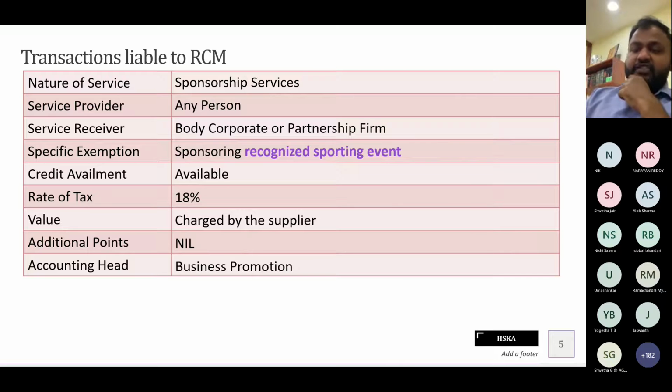The third category which we are going to take is sponsorship services. Okay, sponsorship service is very interesting, because when we ask the question on who is the sponsor and who is the sponsoree, that is when confusion starts. Okay, so let's take an example.